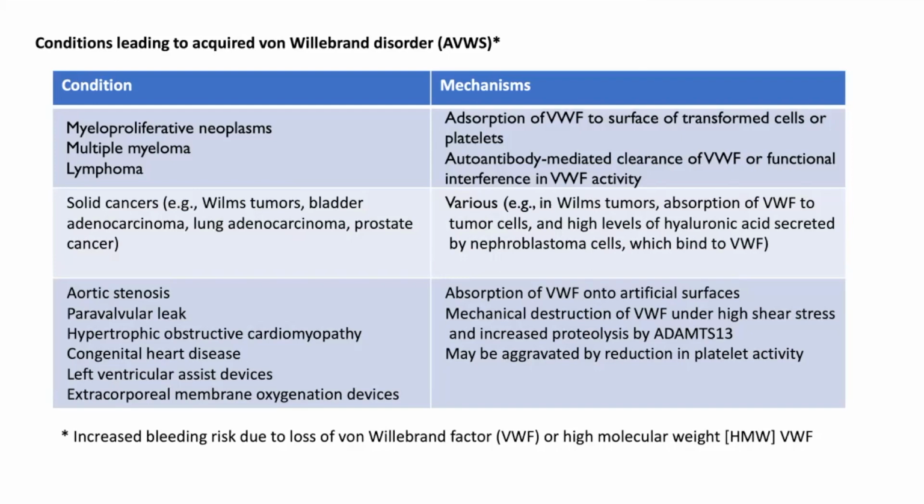But I said most of the historical look back, if you like, in terms of acquired von Willebrand syndrome was in terms of the myeloproliferative or the blood cancers, if you like, the myeloproliferative neoplasms, the multiple myeloma and lymphoma being among the most common forms. And in these forms of acquired von Willebrand syndrome, what happens is you get an absorption of the von Willebrand factor to the surface of the transformed cancer cells or to the platelets, and or you may have an antibody mediated clearance of von Willebrand factor or an antibody associated interference in VWF activity. So all those mechanisms are possible depending on the neoplasm.